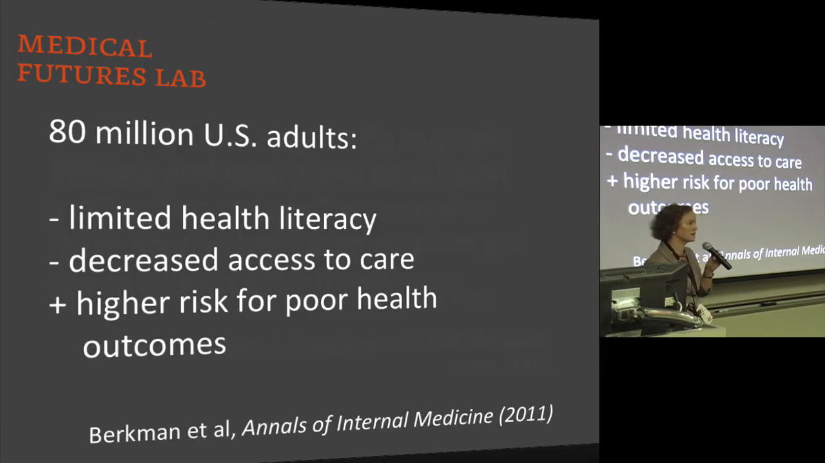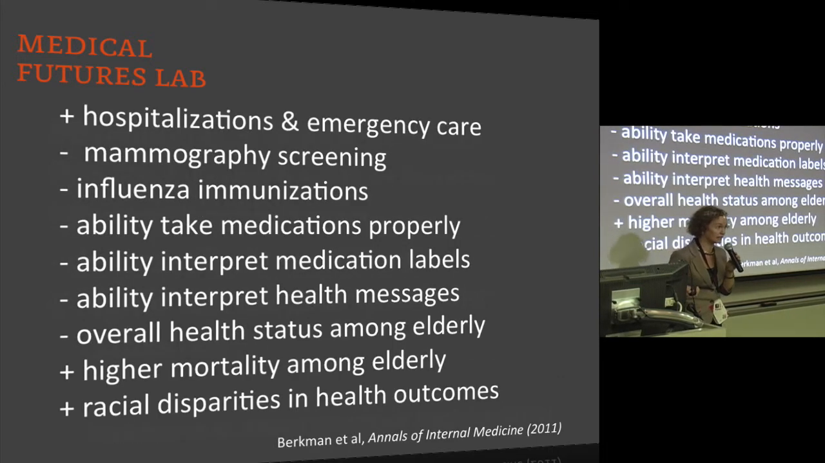What else we know about health literacy is that at least 80 million US adults have low health literacy. And this means that they have decreased access to care, and they're at higher risk for poor health outcomes. Specifically, the poor health outcomes that they're at risk for include increased hospitalizations and emergency care, lower rates of mammography screening, lower rates of influenza immunization, lower ability to take medications properly, to interpret medication labels, to interpret health messages.